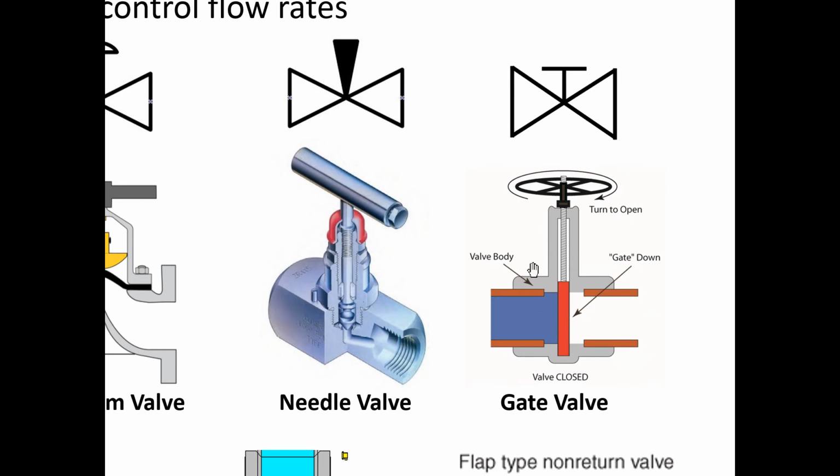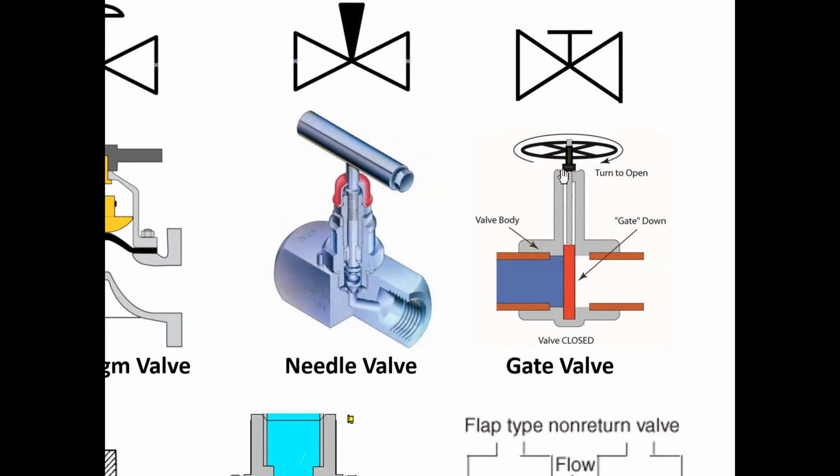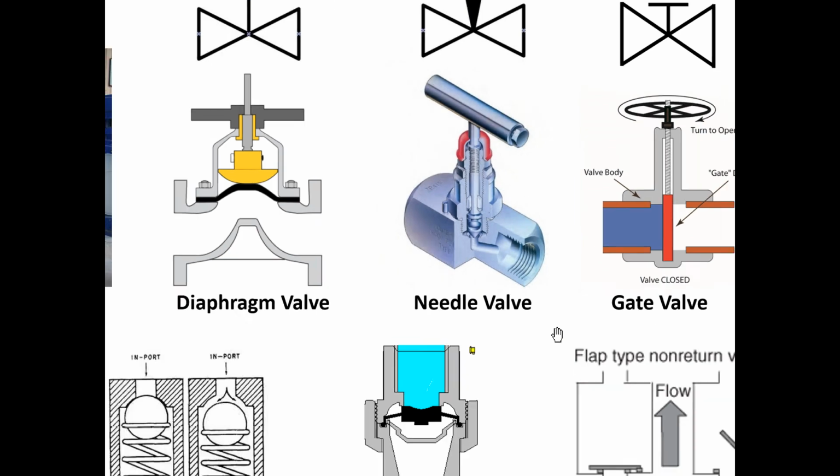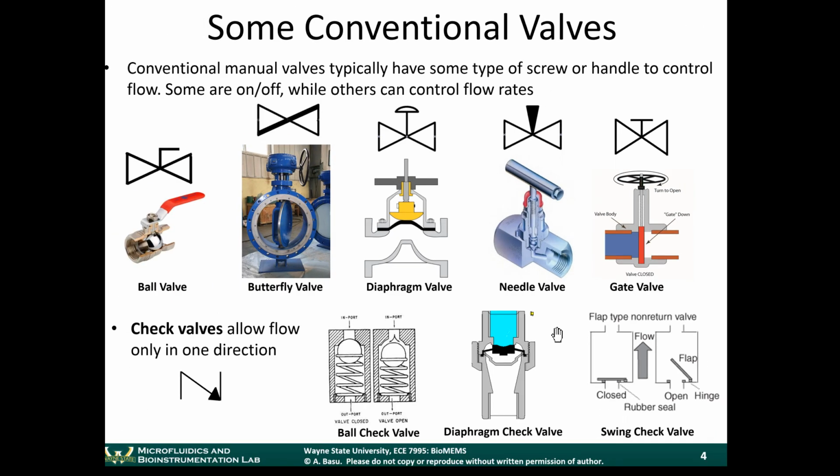And the gate valve, this is the type of valve you might see in a large power plant, where you just have a gate that's pushed down like this. All right, so these are all mechanically intuitive types of valves.